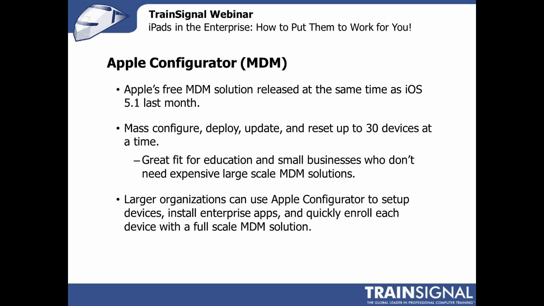So what you will often do if you're a large organization is use the Configurator as a first step, and one of the things it will do is apply a configuration profile to your iPad that then connects that iPad to your larger MDM solution, say MobileIron or AirWatch, Good Technology products. It will just connect them to that, and then from that point on, you can use those full suites to connect, report, manage, and do all the other things that you want to do with your devices.